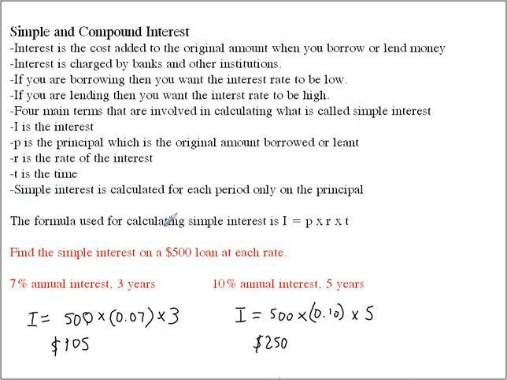And simple interest is calculated for each period only on the principal. We'll get to what that means in a little bit. The formula used for calculating simple interest is I equals principal times rate times time.